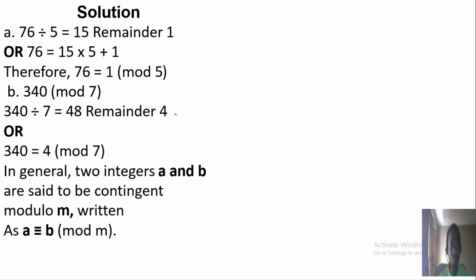In general, two integers A and B are said to be congruent modulo M, written as A ≡ B mod M. A is the number you have to get in mod, B the remainder in mod. The example is 76 mod 5. Basically, this will be A, while this will be M. By the time you do your answer, it should give you A equals B, where B is the remainder. This is the remainder. Then mod M. Basically, this is how it is being done everywhere.